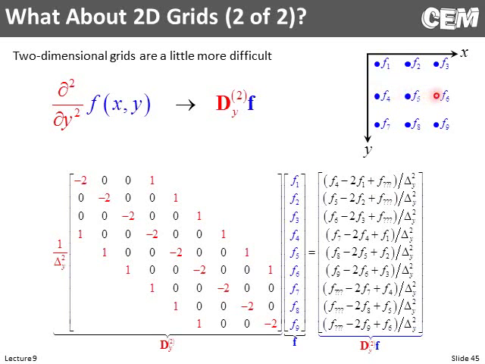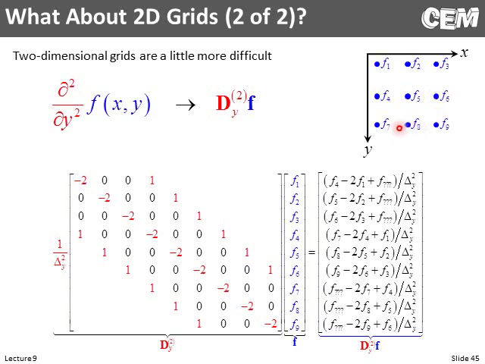So now we have the second row of equations. Let's say we're sitting at F4. The finite difference in the y direction is going to be F7 minus 2 times F4 plus F1, all divided by delta y squared. And that's exactly what we have, F7 minus 2F4 plus F1, all over delta y squared. In fact, there's no problem writing the finite difference equations for anything in the second row.